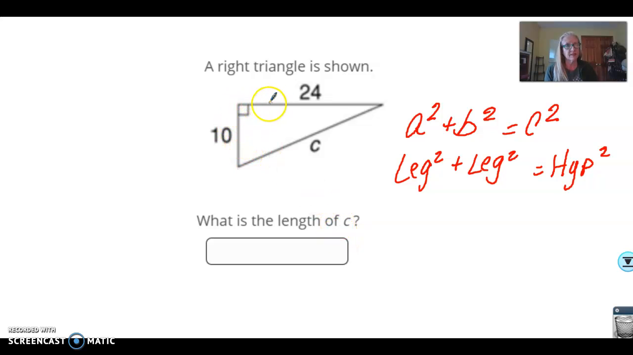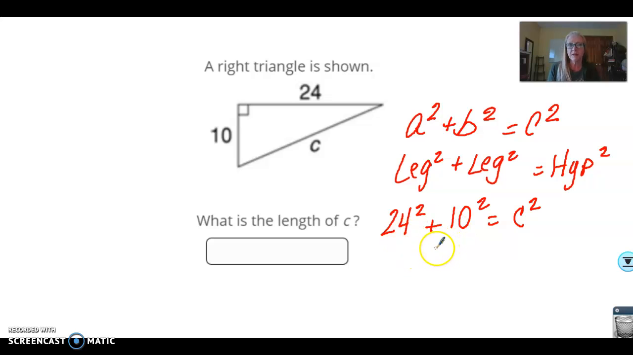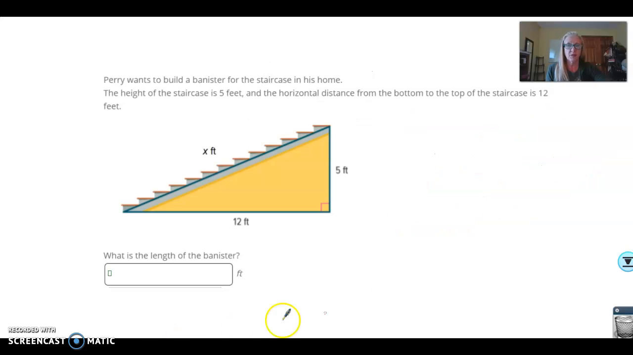The legs are the 2 sides that make up the right angle. So 10 and 24 are your legs. For this problem, you would do 24 squared plus 10 squared equals c squared, which is always the hypotenuse. Then you figure out what 24 squared and 10 squared are, add those together, and then remember the last step is always to take the square root of that number, and then you'll have c. Now, a lot of these problems work out perfectly nicely, and you get whole number answers, but some of them you're going to have to round.